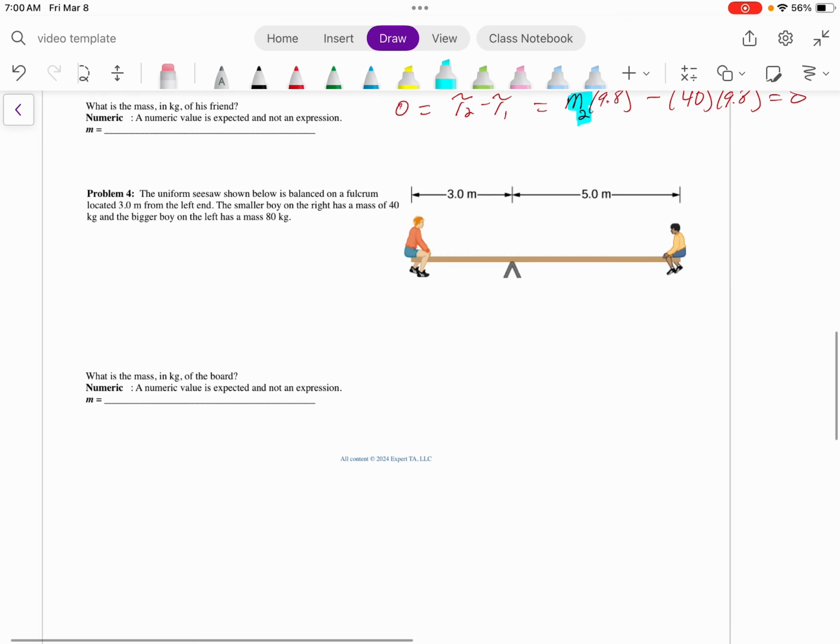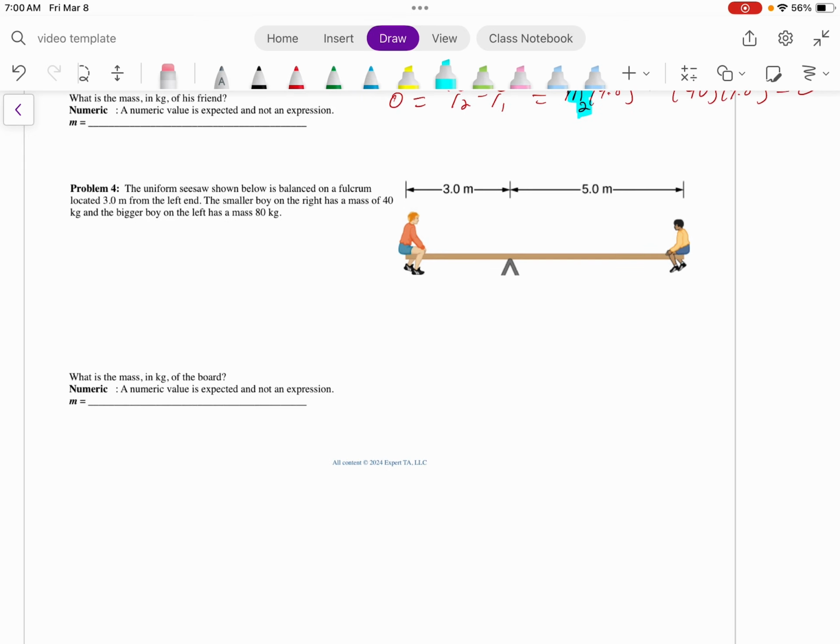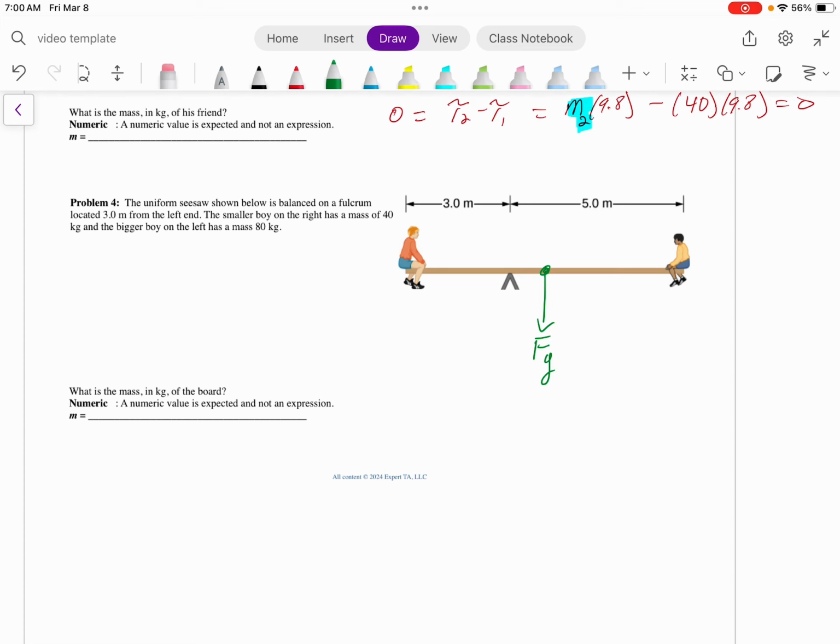Problem number 4, same exact kind of situation, except this time notice the fulcrum is not in the middle, and so the force of gravity is acting on the beam in the middle. So this is the force of gravity acting on the beam, which they didn't tell me the mass of. Oh, that's actually what they're asking for. It is equal to the mass, I'll call it the mass of the beam, times little g.